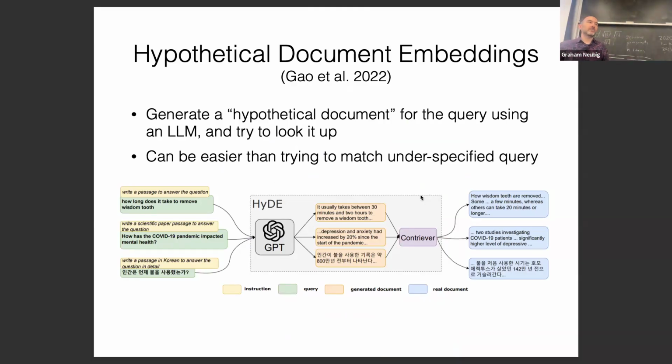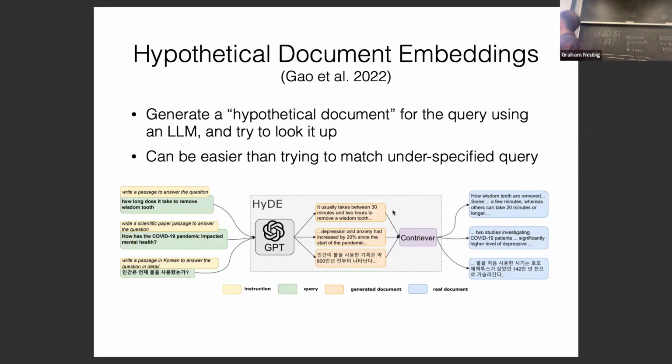Another thing that I've used myself in some of my research that is pretty effective is something called hypothetical document embeddings. The way this works is you take a query, generate a hypothetical document for the query using an LLM, and then you try to look it up. For instance, for "how long does it take to remove a wisdom tooth?", we would say "write a passage to answer the question." A model, it could be GPT or any other model, will write a passage that answers the question, with the idea being that this passage would give you a closer match to the final passage that you want to retrieve than the query would.